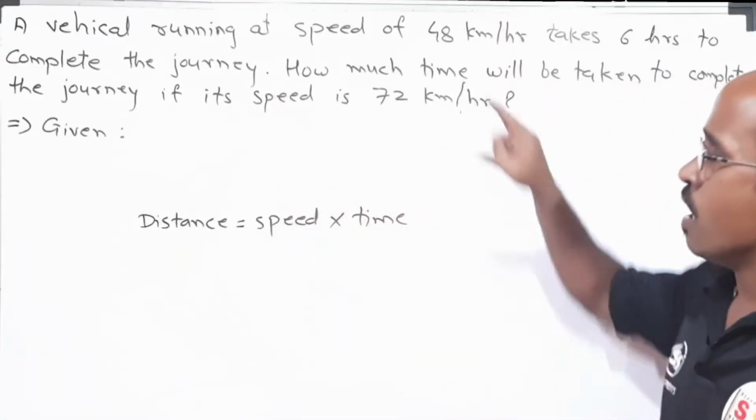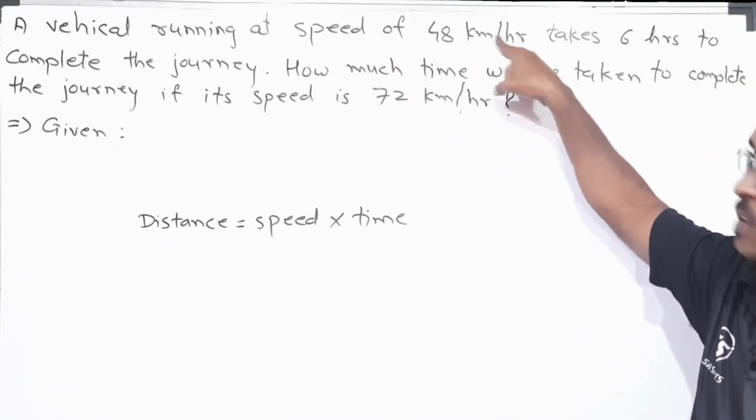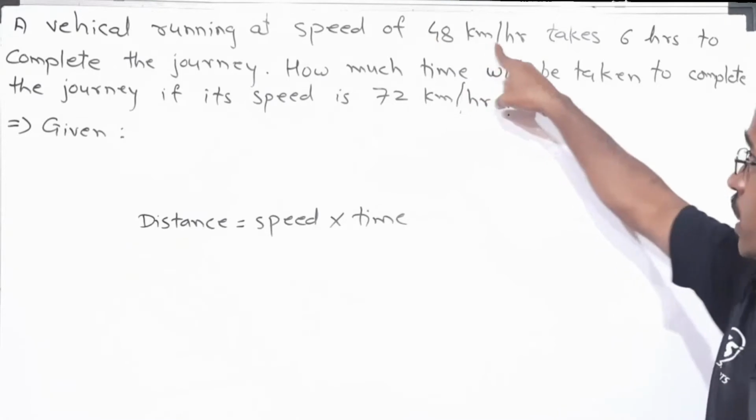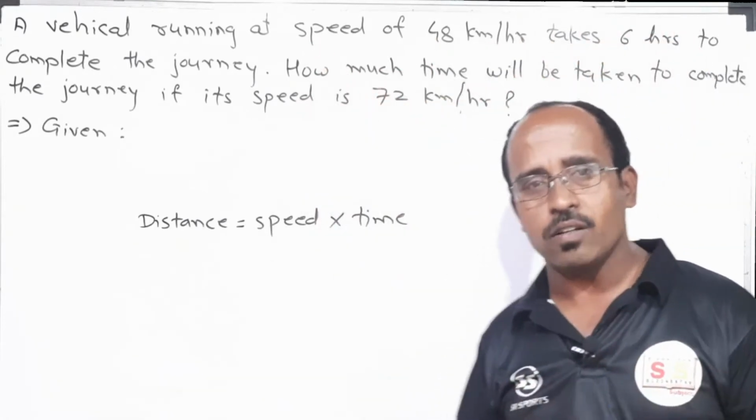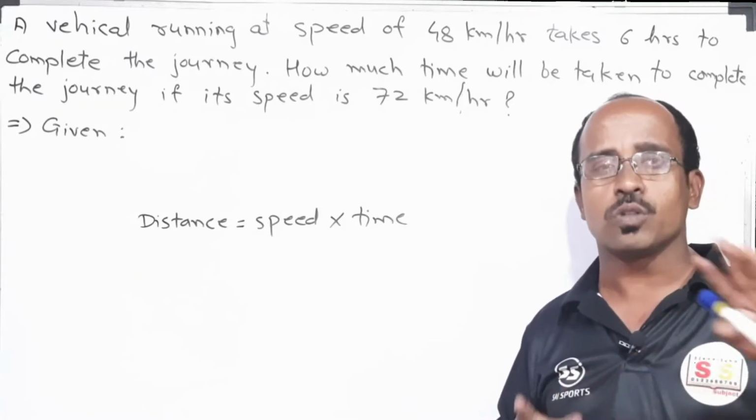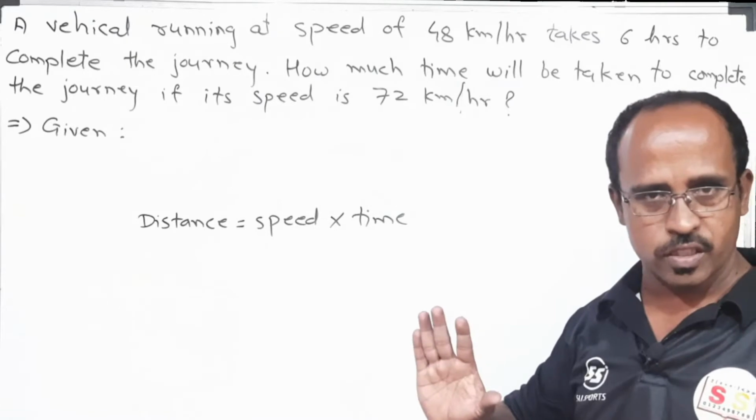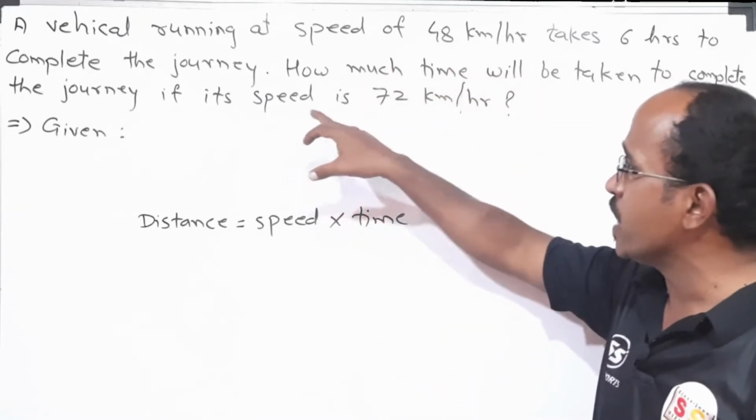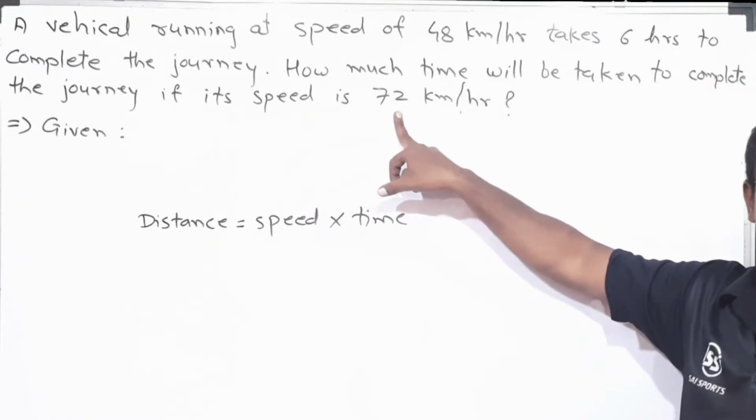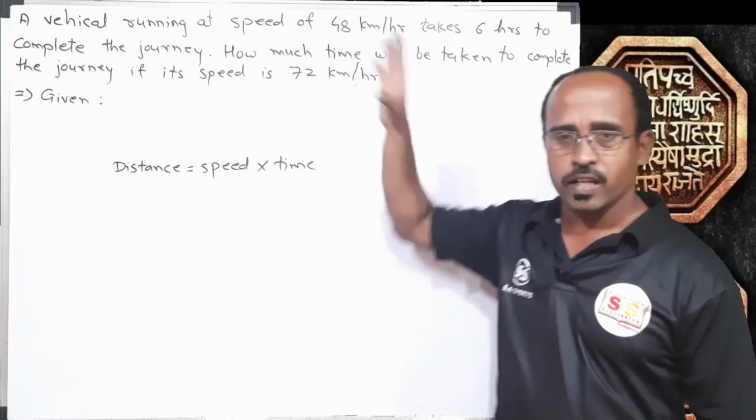The question is: a vehicle running at a speed of 48 km per hour, speed is 48 km per hour, takes 6 hours to complete a journey. And that vehicle taking 6 hours to complete a journey means to travel a particular distance. This information is given. How much time will be taken to complete the journey if its speed is 72 km per hour? Now if the speed is increased, how much time will that vehicle take?